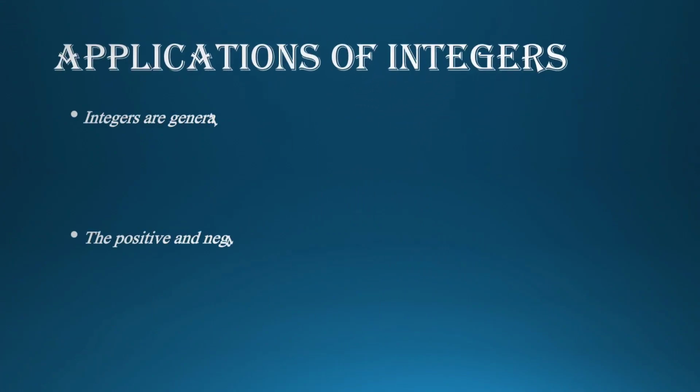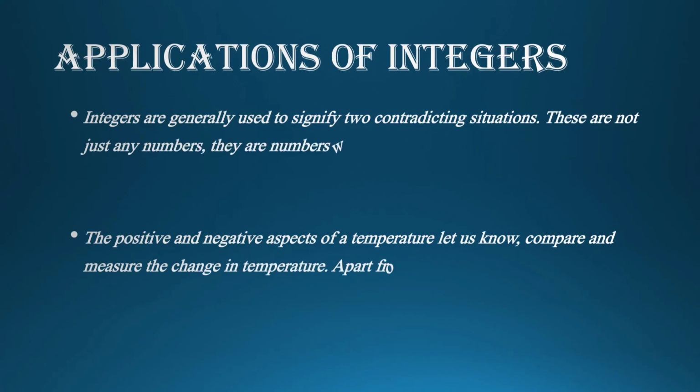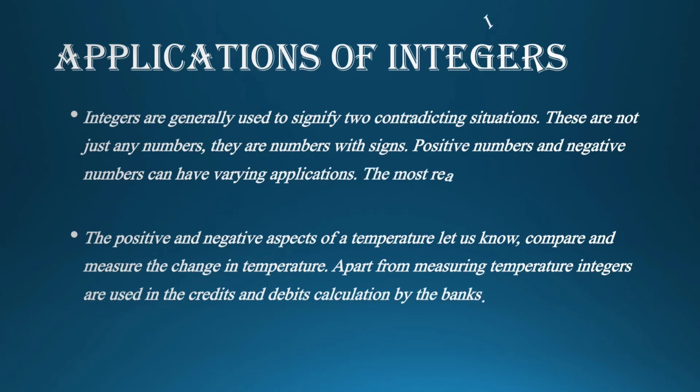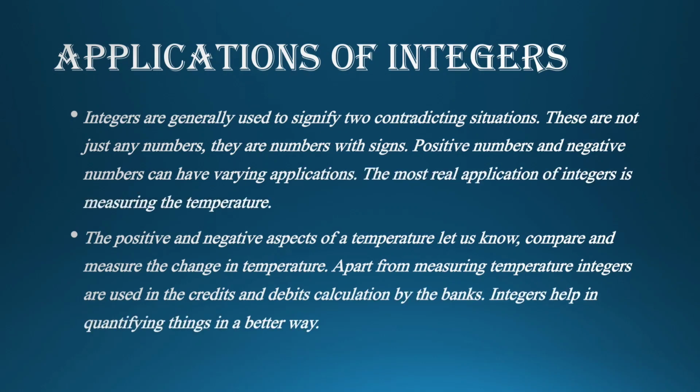So the next topic is the application of integers. Why are integers very important in our day-to-day life? Integers are generally used to signify two contradicting situations. These are not just any numbers, they are numbers with signs. Positive numbers and negative numbers can have varying applications. The most real application of integers is measuring the temperature. The positive and negative aspects of a temperature let us know, compare and measure the change in temperature.